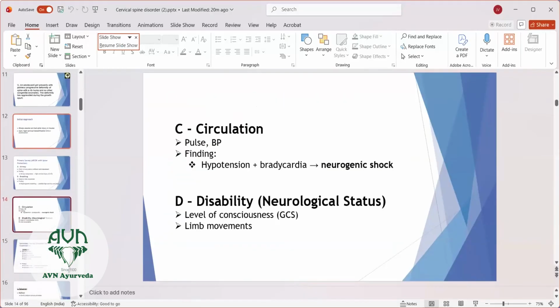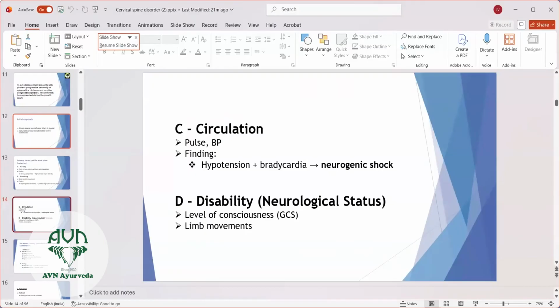Then we have to check the circulation. We have to check the pulse and BP. The findings in cervical spine injury may be hypotension plus bradycardia. We have to make a clinical diagnosis of neurogenic shock: hypotension with bradycardia. Observe the circulation also.